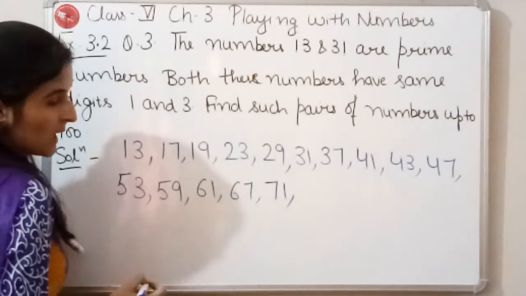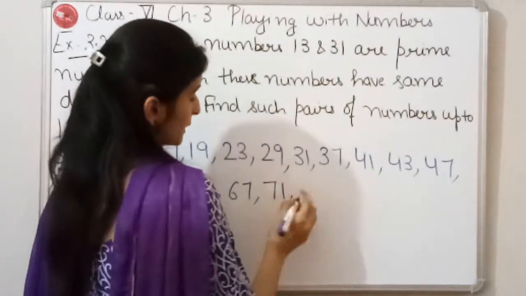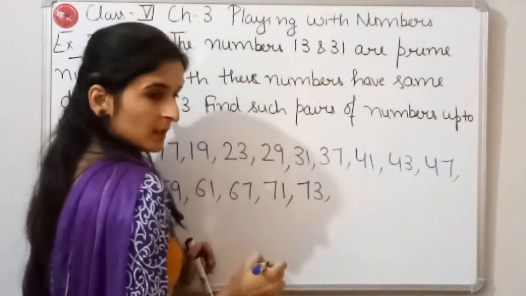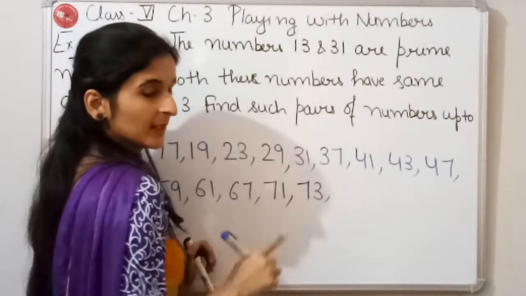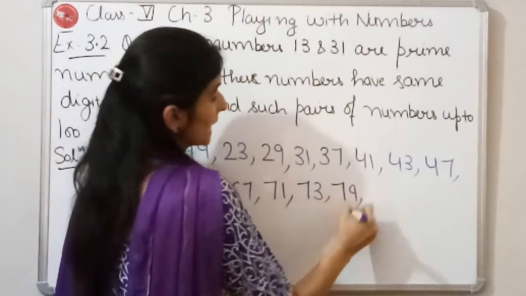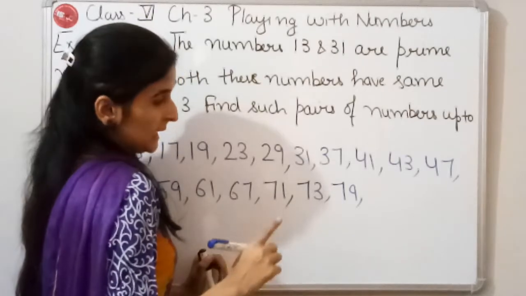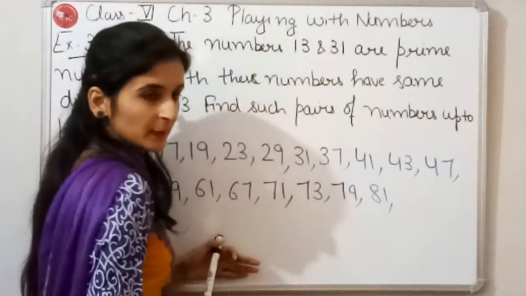Clear? After that, 72 is not a prime number. 73 is a prime number. 74, 75, 76, 77, 78, these are not prime numbers. Then 79 is a prime number. 80 is not a prime number. Then 81 is a prime number.